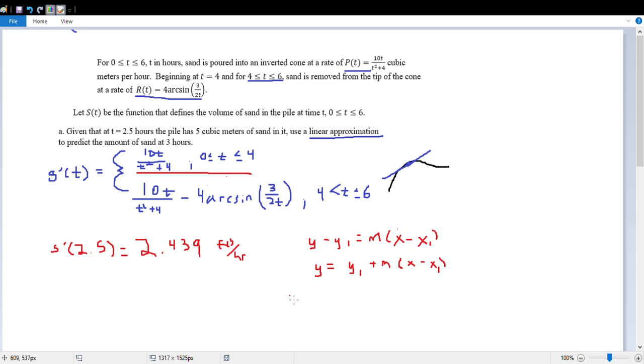So that tangent line is y is equal to y1, which was 5, because there's 5 cubic meters of sand at that time. The rate of change is 2.439. And our x coordinate that we are using is 2.5.